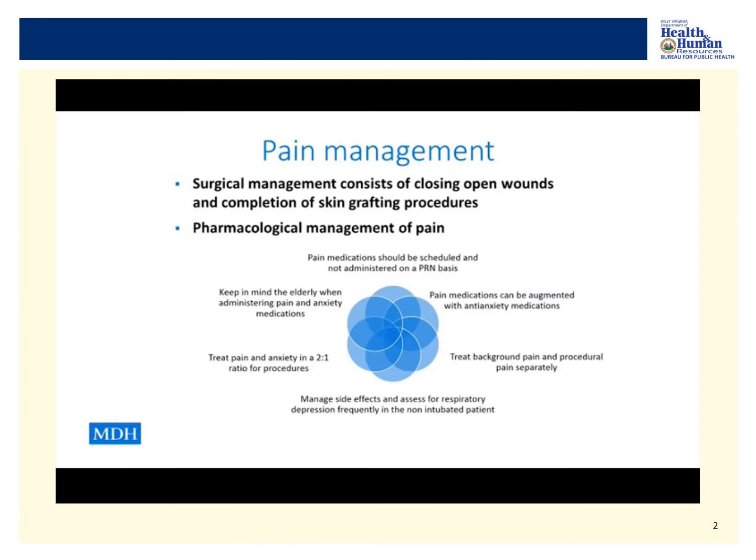The pharmacological management of pain should be scheduled and not administered on a PRN basis, all the while making sure to assess airway compromise if the patient has not been intubated. You want to also augment pain medications with anti-anxiety medications. You want to treat the background pain and procedural pain as discussed earlier. You want to manage the side effects for any of these pain medications and to assess their respiratory depression frequently. You want to treat the pain and anxiety in a 2-to-1 ratio. And again, I want you to use your best judgment when caring for these patients. And remember, the elderly and the very young may have a buildup to these medications.